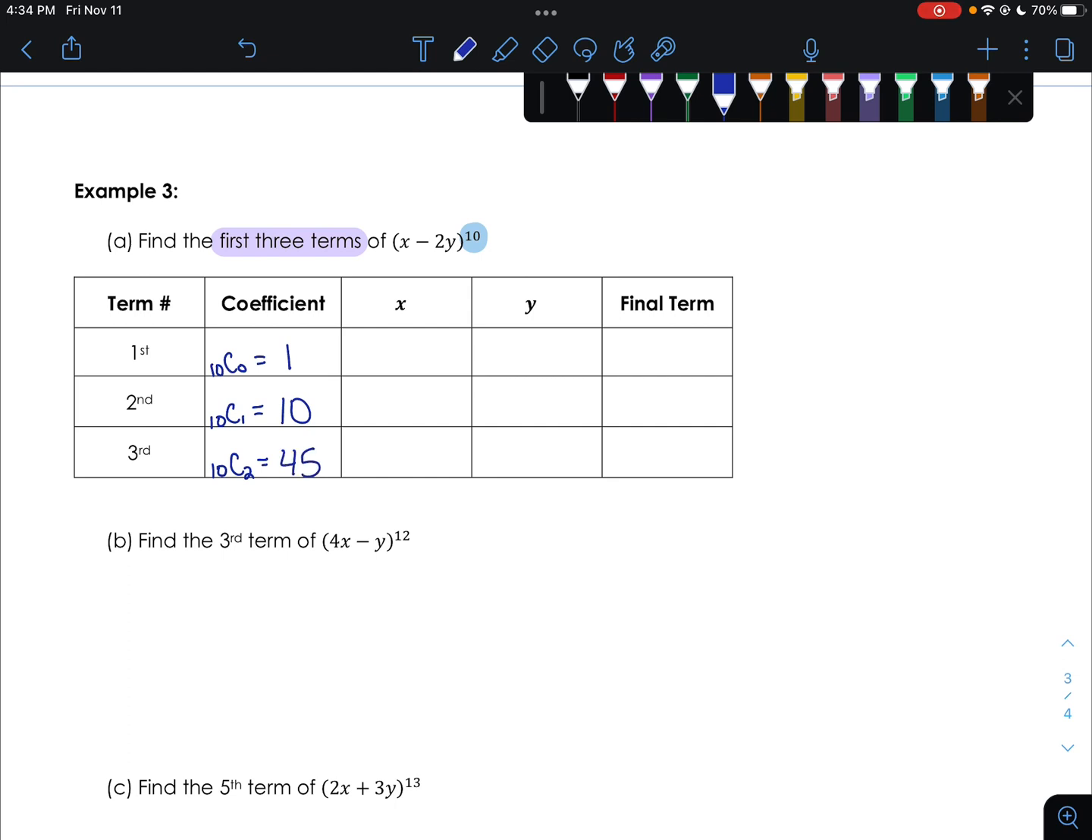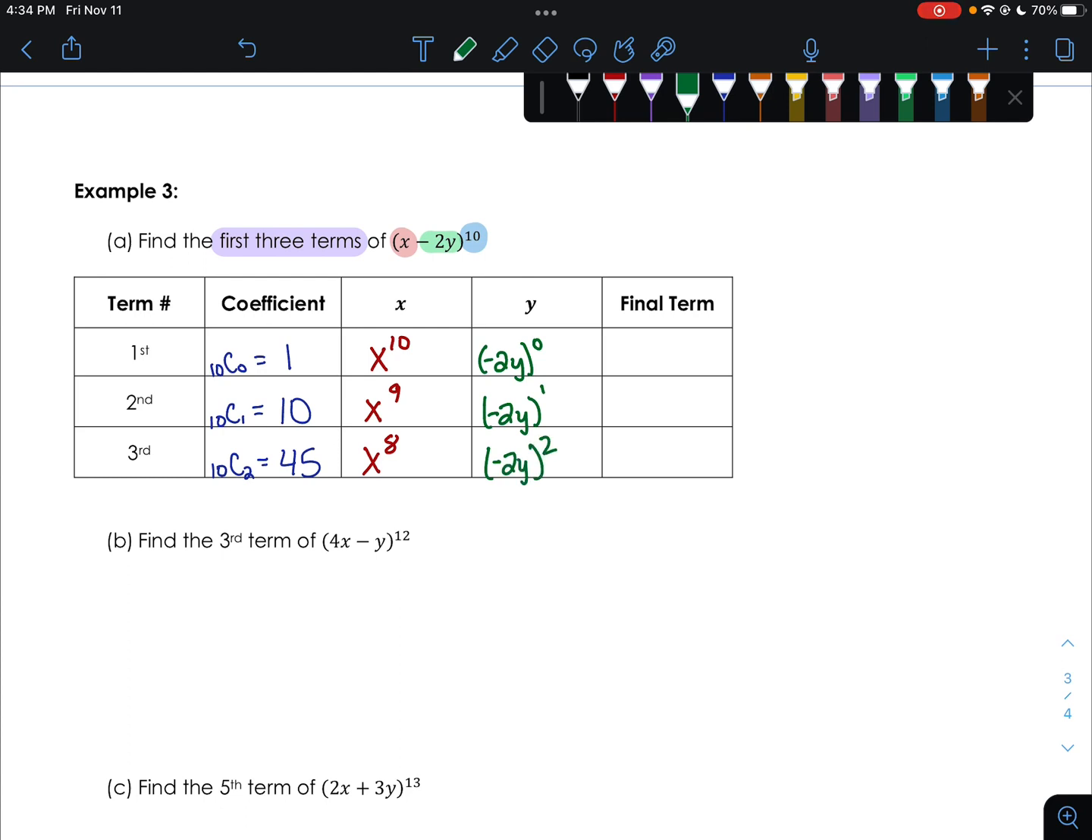Okay, for our variables, we see that this is an x. So this is going to be an x to the 10th, x to the 9th, x to the 8th. Then our y term is a negative 2y, so we need to make sure that we put it in parentheses, and it's to the 0, to the 1st, and to the 2nd.